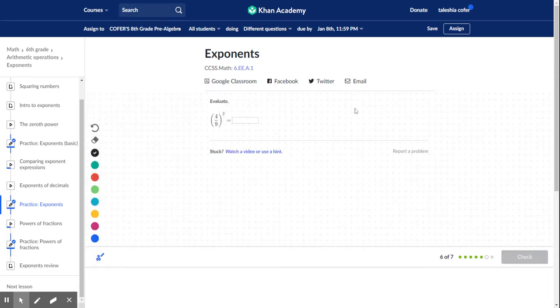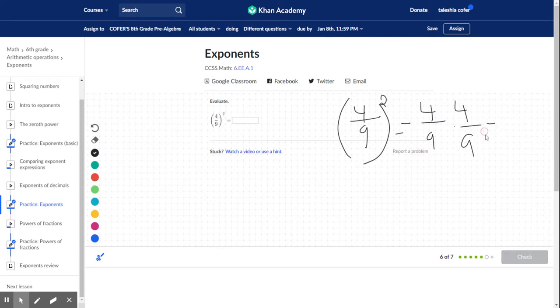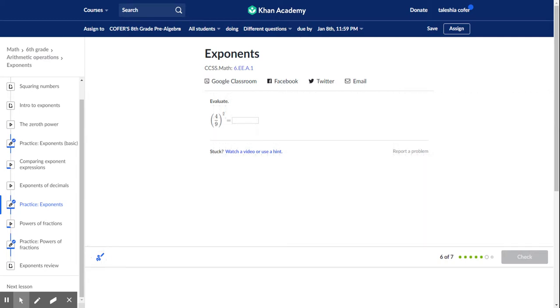Okay, same thing on this one. 4 to the 9th squared, that's saying 4 to the 9th times 4 to the 9th. 4 times 4 is 16. And 9 times 9 is 81. So my answer should be 16 over 81.